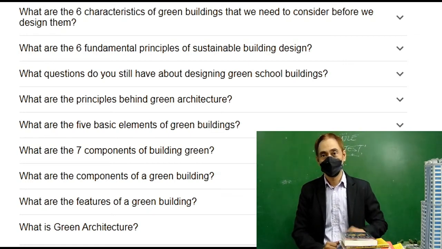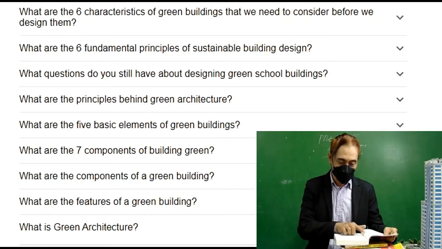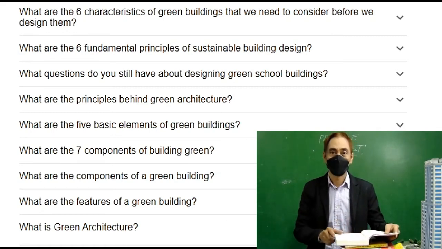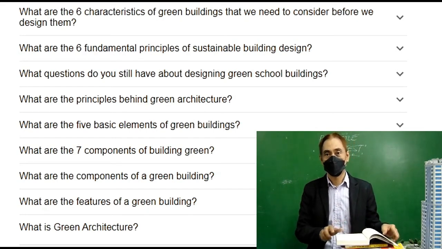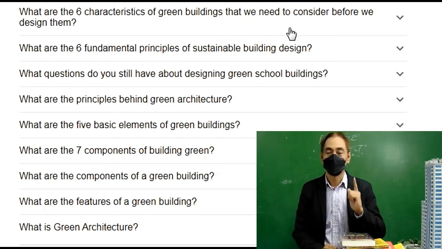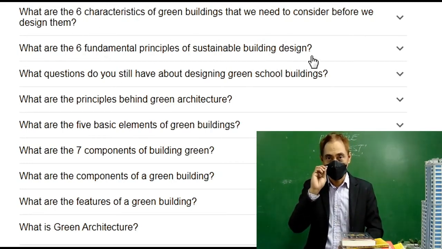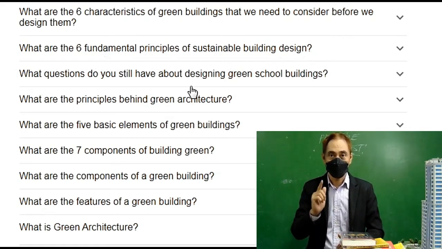Okay, let's go to the number 1 question. These are questions that are frequently asked by people about green design, and very often they are repeatedly asked questions. So don't bother about them, just answer them. Okay? At number 1, what are the 6 characteristics of a green building that we need to consider before we design them? What are the 6 fundamental principles of sustainable building design? What questions do you still have about designing green school buildings?